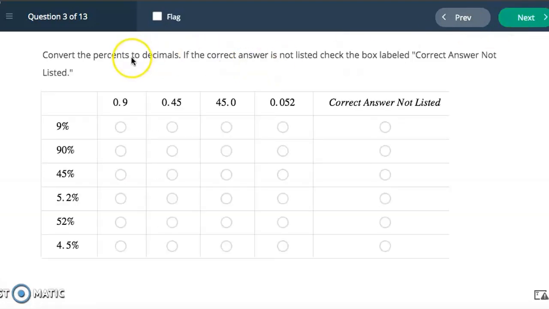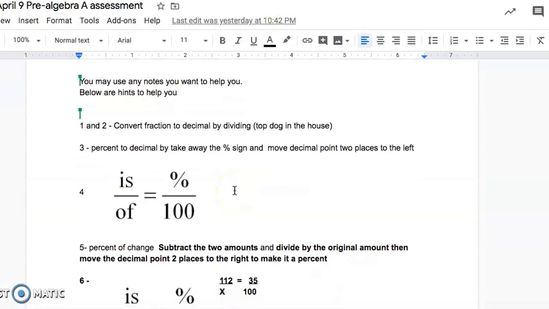For number 3, you're going to convert the percents to decimals. We did a Google slide very similar to this. If the correct answer is not listed, check the box labeled correct answer not listed. So 9%, how do you change that percent to a decimal? You remove the percent sign, and you take where this decimal point is and move it over 2 places. Be careful down here. This is 5.2%. You get rid of the percent sign and move this point over 2 places. I suggest very, very strongly that you work in your notebook so that you can write this down and choose your answers correctly. So that is 1, 2, and 3.